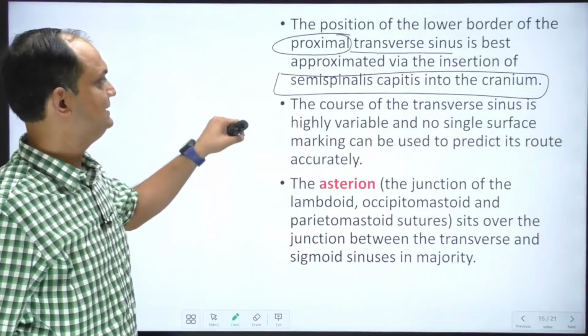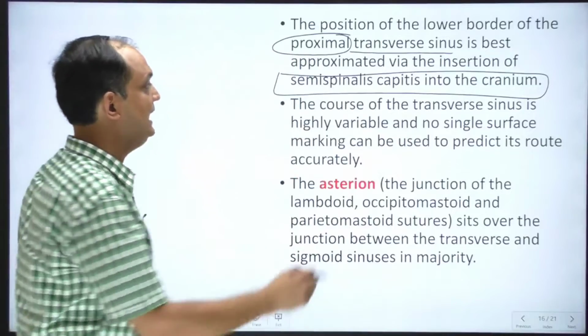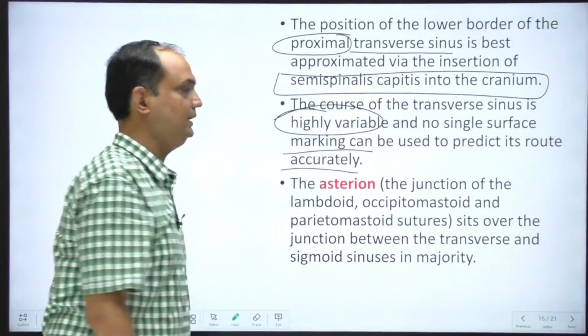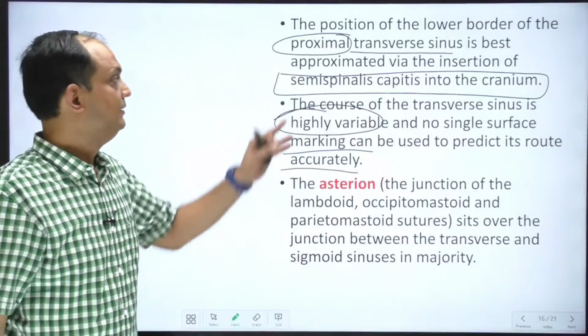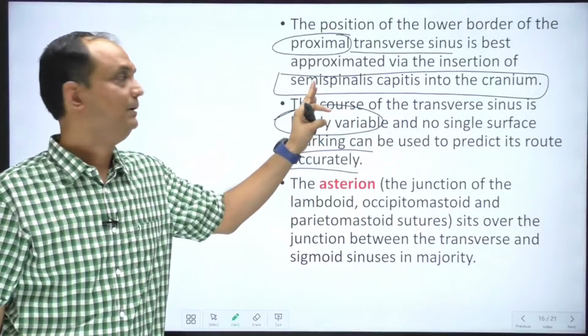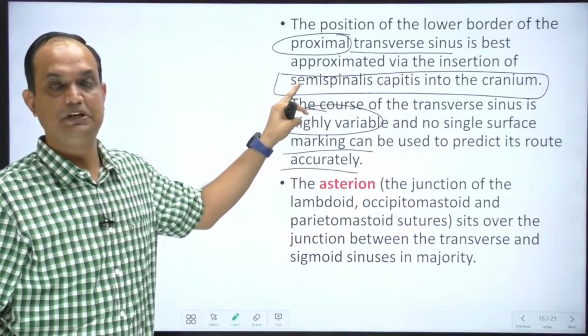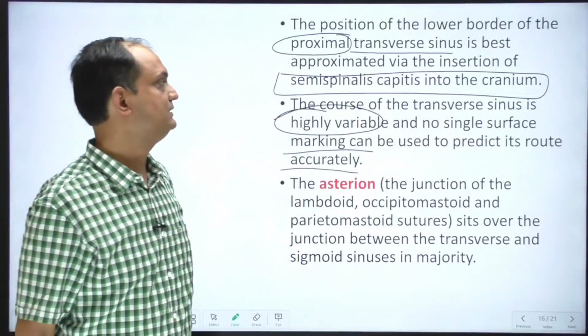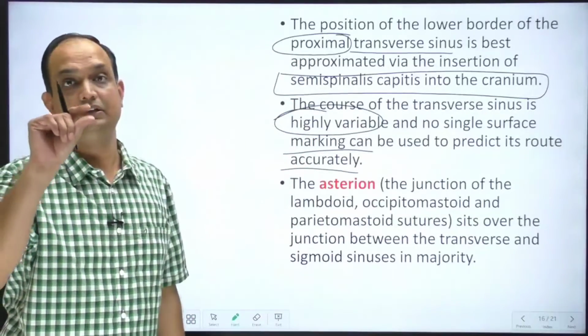The second thing is the course of the transverse sinus is highly variable, so no single surface marking is used to predict the accurate route. With the help of this, you can have just the idea in the exam or when you are examining the patient, but it is not 100% accurate because the transverse sinus is variable in width.